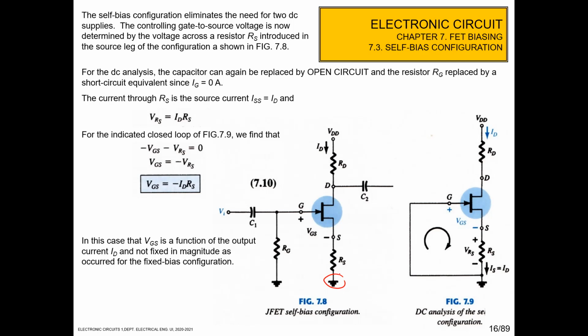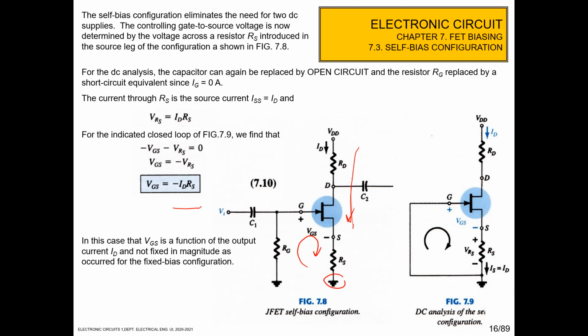Okay, and you can see from this is the Kirchhoff law here. VRS is IDRS. So from the indicated loop, using Kirchhoff's law, minus VGS minus VRS is equal to 0. So VGS is minus VRS, and VRS here is IDRS. So we can see that VGS is a function of the output current. So if the output current changes, the VGS also changes.